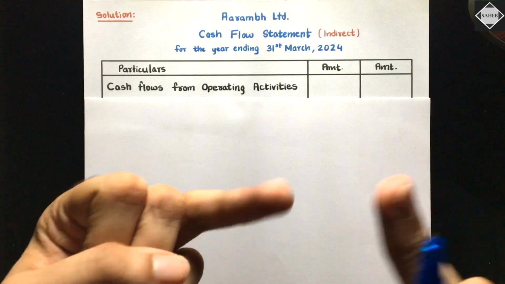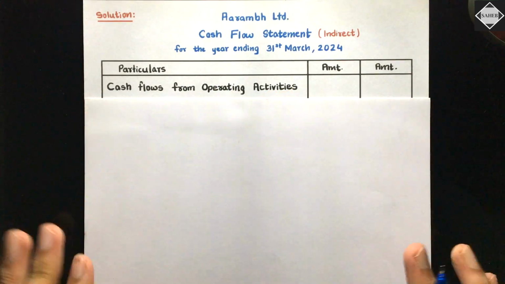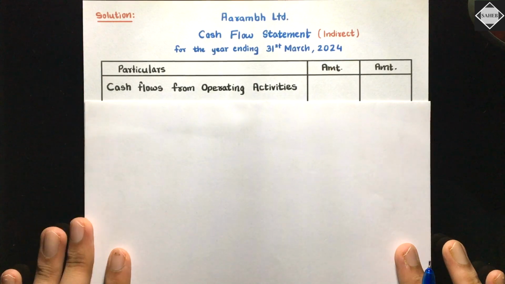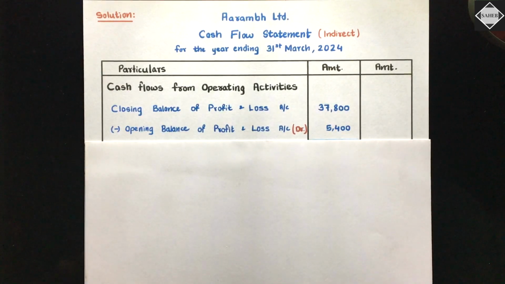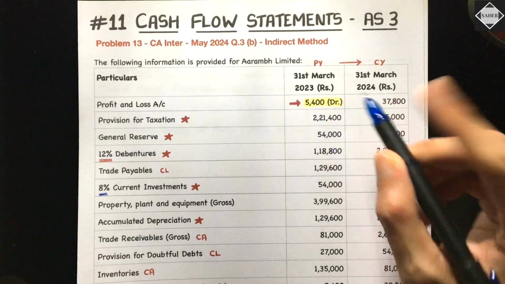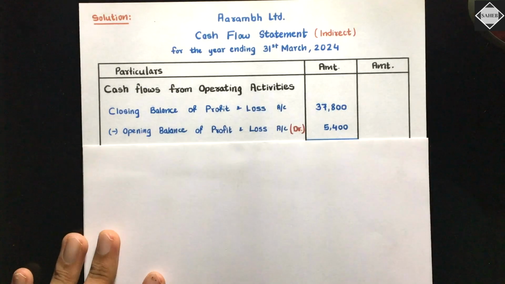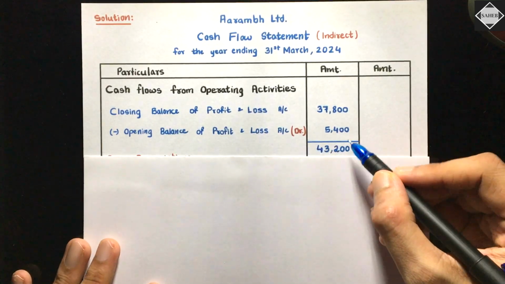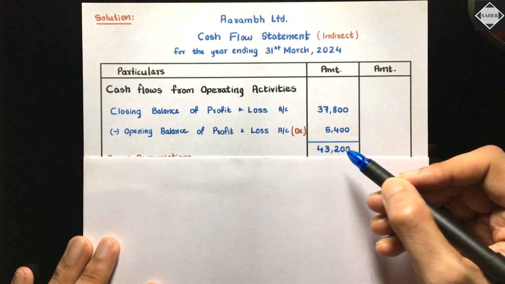What we had to calculate was the retained profit, profit after all adjustment: closing minus opening balance of profit and loss. Yeah, 37,800 minus 5,400, that's what we did. So minus into minus became plus. So 37,800 plus 5,400 was equal to 43,200, the retained profit after all adjustment.